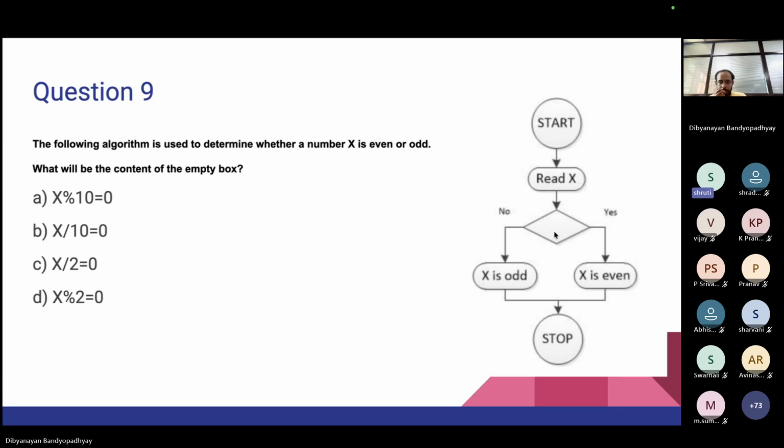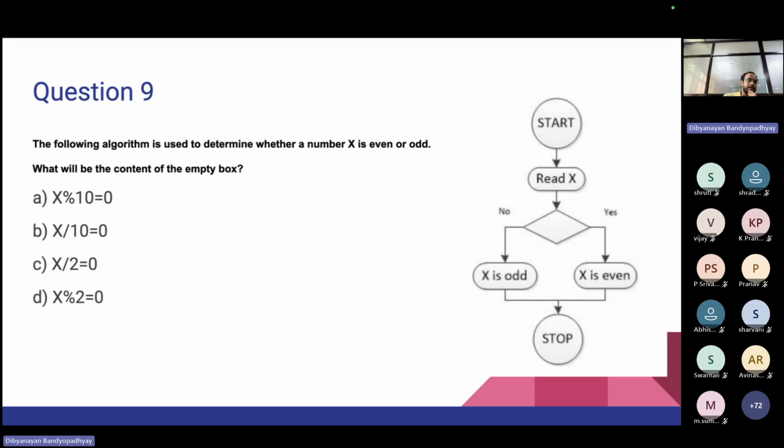Option C, x by 2. Option D, sir. X modulus 2. Option D, sir. Option D. Okay. So why option D? And why not option C? The modulus will be taken, that is percentage by 2, if remainder is 0, then it is even, otherwise odd.